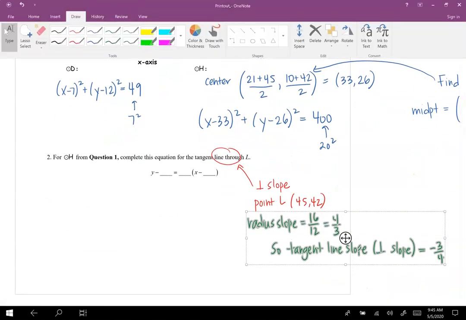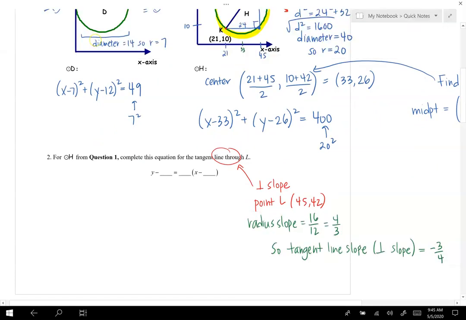We're actually going to use point slope form, which is something I assume that you learned from last year, but we will review it real quick. Point slope form for your equation: y minus y1 equals m times x minus x1, where m is slope, and then x1, y1 is a point on the line.